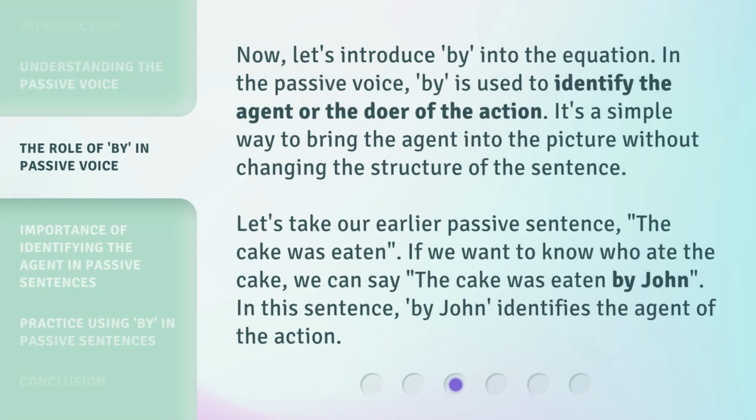Now, let's introduce by into the equation. In the passive voice, by is used to identify the agent or the doer of the action. It's a simple way to bring the agent into the picture without changing the structure of the sentence. Let's take our earlier passive sentence, the cake was eaten. If we want to know who ate the cake, we can say, the cake was eaten by John. In this sentence, by John identifies the agent of the action.